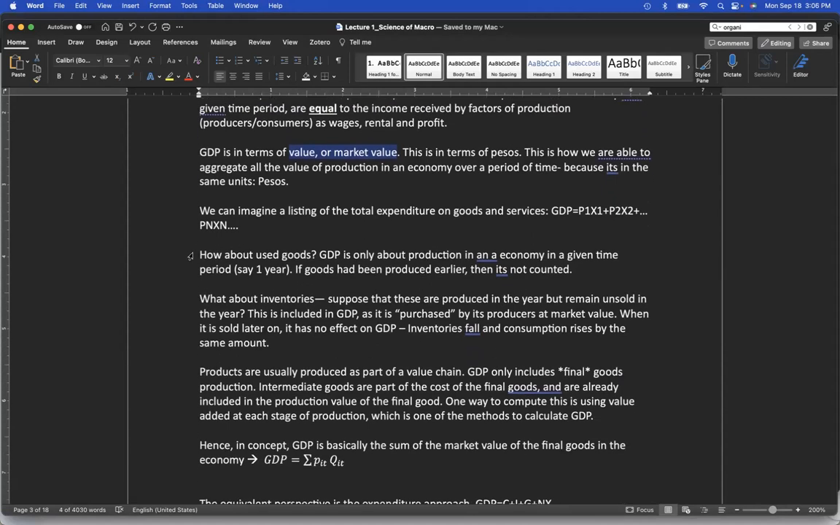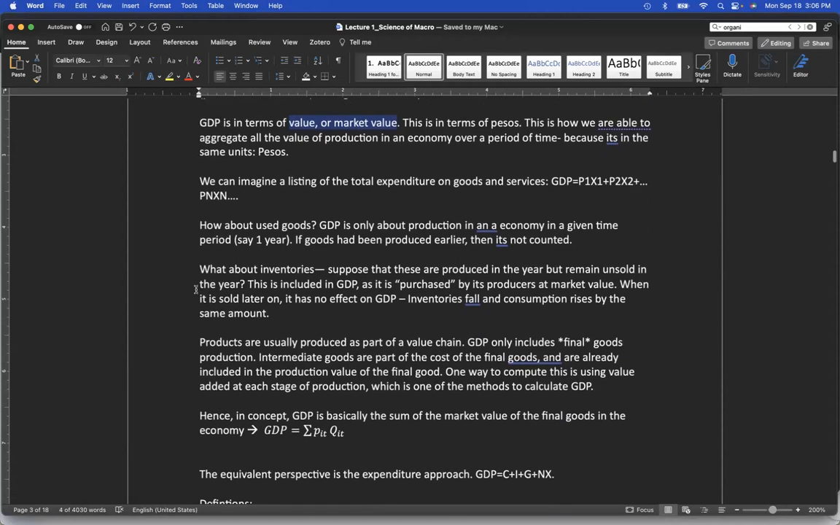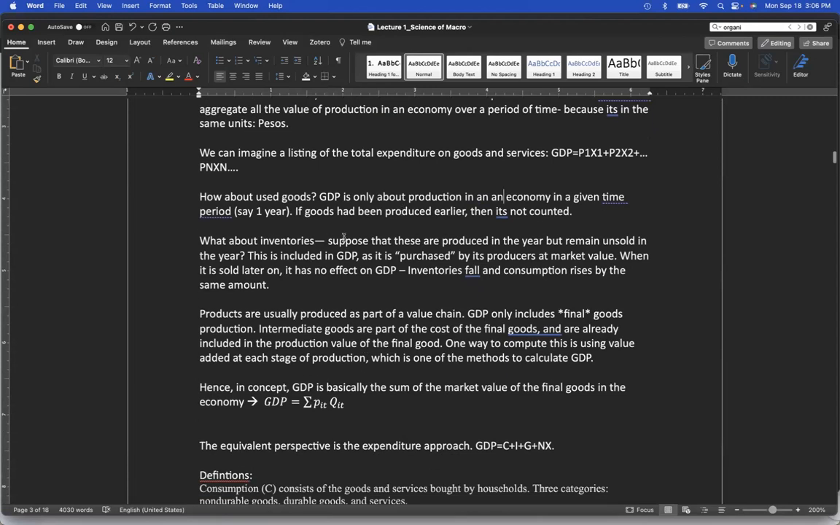How about used goods? So here we'll talk about a little bit about the complications of computing GDP, the concept of which is the total value of production of final goods and services. How about used goods? GDP is only about production in an economy in a given time period. If goods have been produced earlier, then it's not counted for that particular year. What about inventories? So suppose that these are produced in the year, but remain unsold this year. So this is included in GDP as it's purchased by producers at market value. When it's sold later on, it has no effect on GDP because inventories will fall and consumption rises by the same amount.